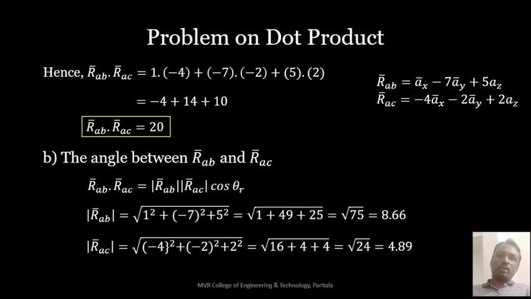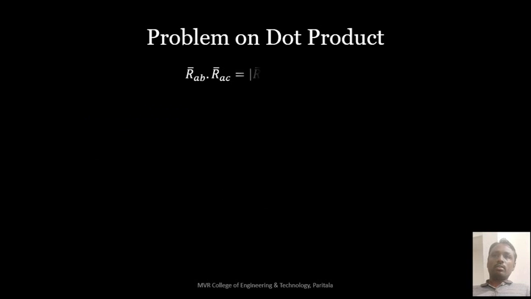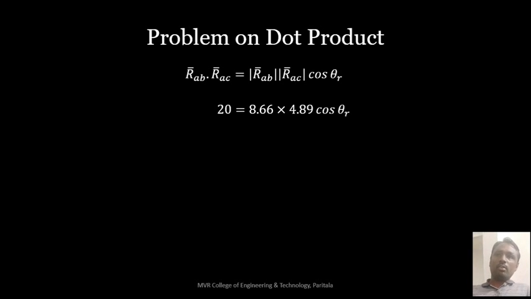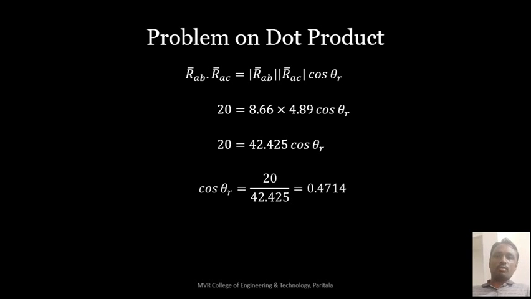Now we need to multiply these two magnitudes and into cosine theta is equal to our result 20. As a reference I write this expression again. The result of RAB bar dot RAC is equal to 20. The magnitude of RAB is 8.66 and the magnitude of RAC is 4.89, into cos theta. Multiplying those two will give the result 42.425 cos theta. Now how to take cos theta to the left hand side? Cos theta is equal to 20 divided by 42.425.